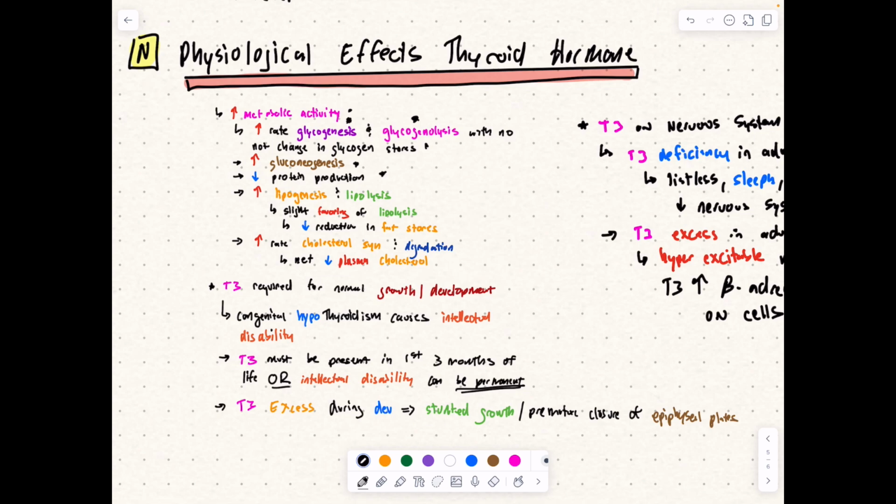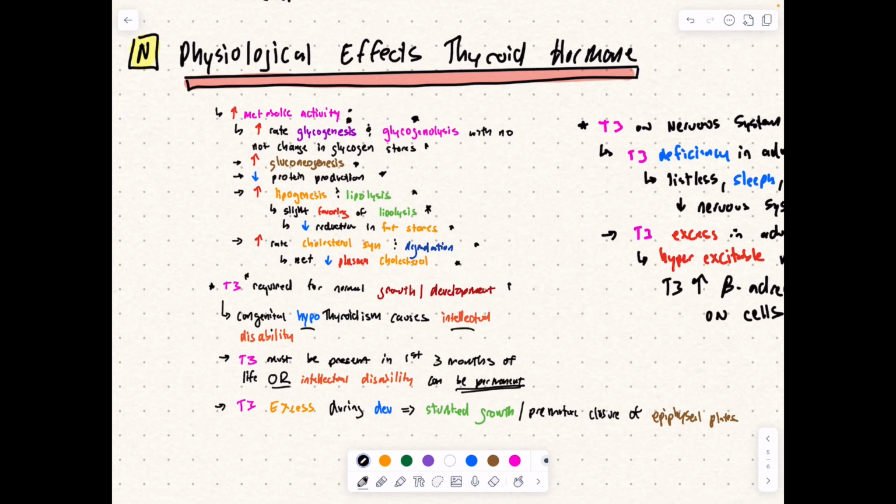decrease protein production, increase lipogenesis and lipolysis, and so you have a slight favoring of lipolysis and therefore reduction in fat stores with T3 activity, increased rate of cholesterol synthesis and degradation with the net result of a decrease in plasma cholesterol as you have LDLs being taken up into the liver and the net production of the good cholesterol HDL. T3 is required for normal growth and development.